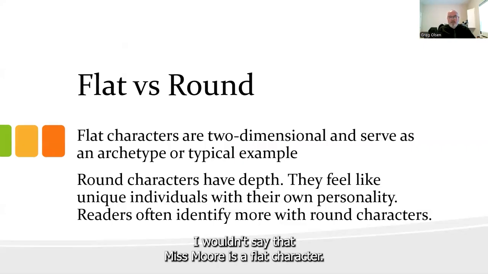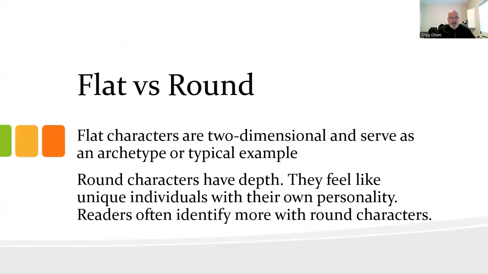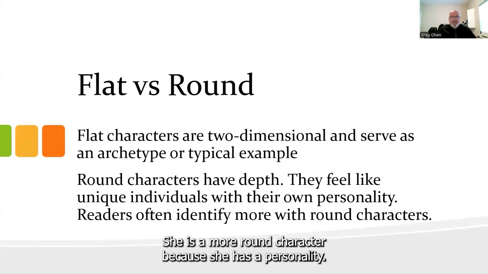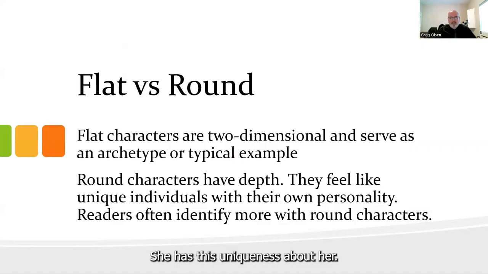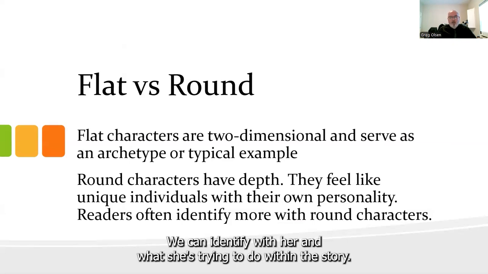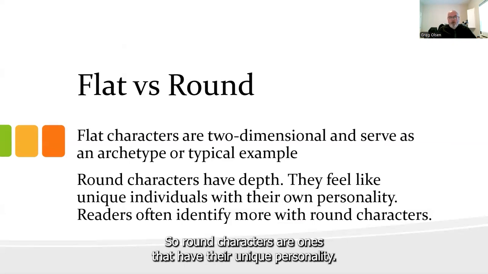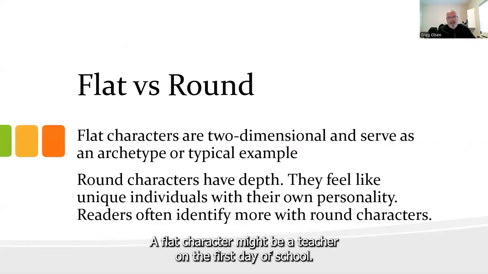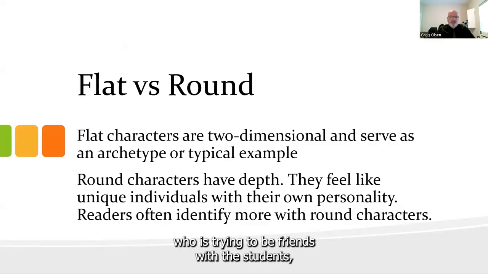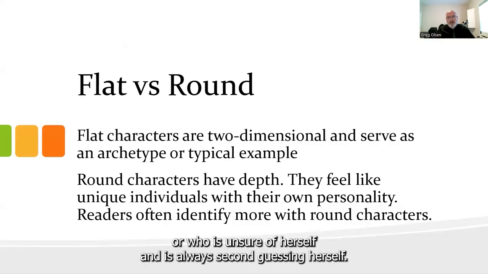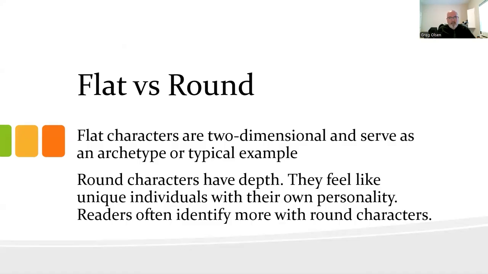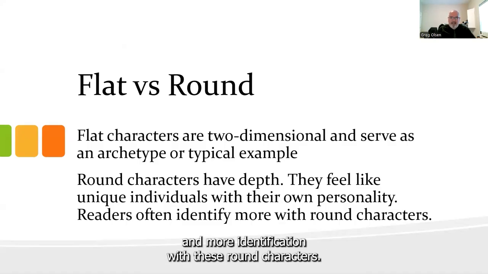I wouldn't say that Miss Moore is a flat character. She is a more round character because she has a personality. She has this uniqueness about her. We can identify with her and what she's trying to do within the story. So, round characters are ones that have their unique personality. A flat character might be a teacher on the first day of school. A round character is going to be a teacher on the first day of school who is trying to be friends with the students or who is unsure of herself and is always second guessing herself. So we see more of that personality and more identification with these round characters.